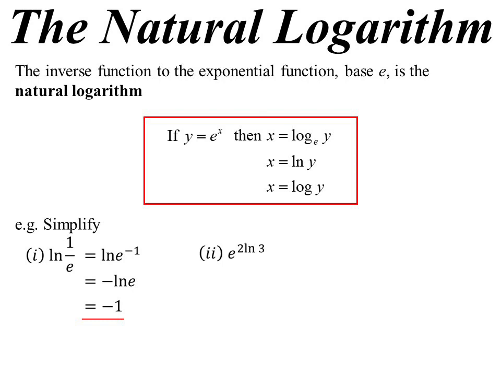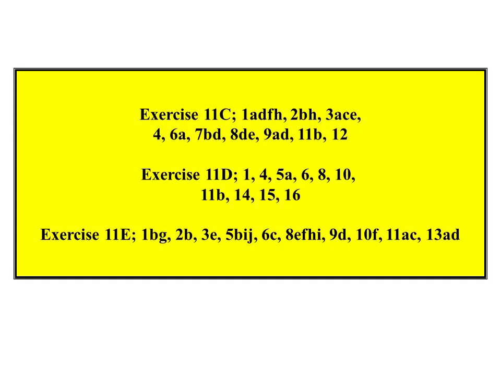E to the power of 2 log 3. Well, before I can cancel in this case, because the base will cancel with the log, I need to get the 2 inside the log. So I use my log law, it becomes e to the power of log 3 squared. So that's 3 squared, 9. Still all the same rules that we saw with ordinary logarithms. Okay, so 11c, 11d, and 11e as well.